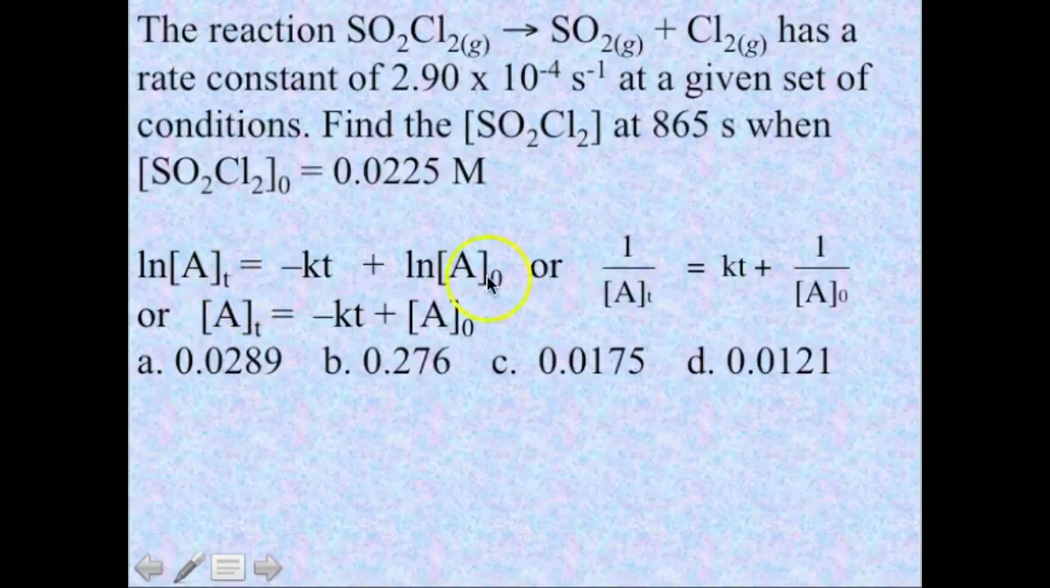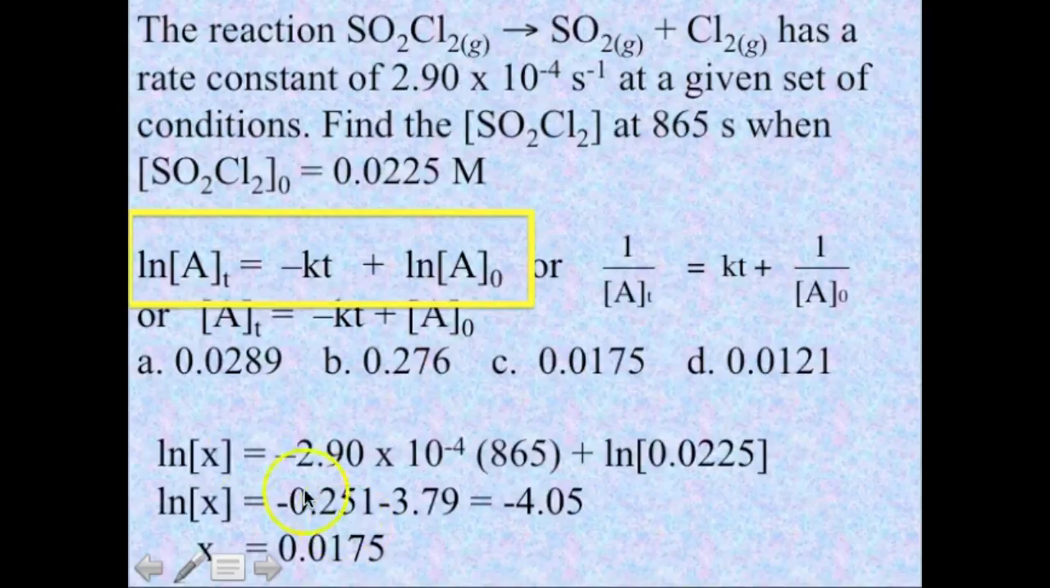This one, or this one, or this one. And I hope you're all going to choose this one, because this is for a first order rate law. Now how do we know it's first order? The units of the rate constant tell us. It's per second, and those are units for a first order reaction. So we're going to use this integrated rate law. Now go ahead and see if you can calculate the concentration of sulfuryl chloride at 865 seconds. Turn your playback off, try it, and come back.